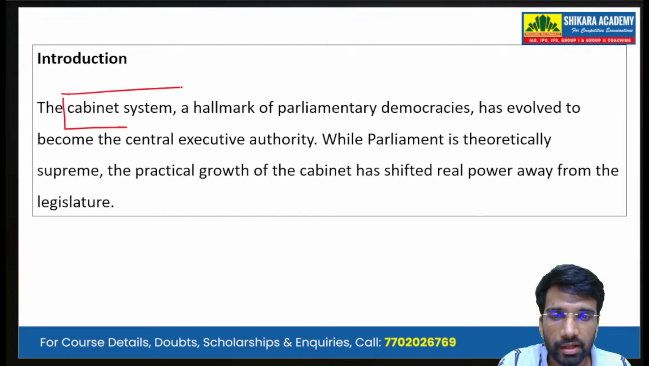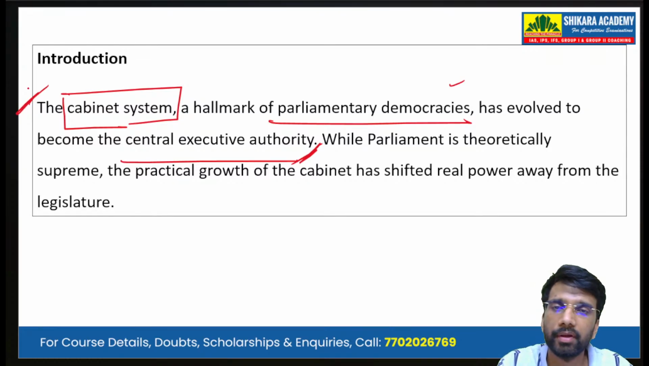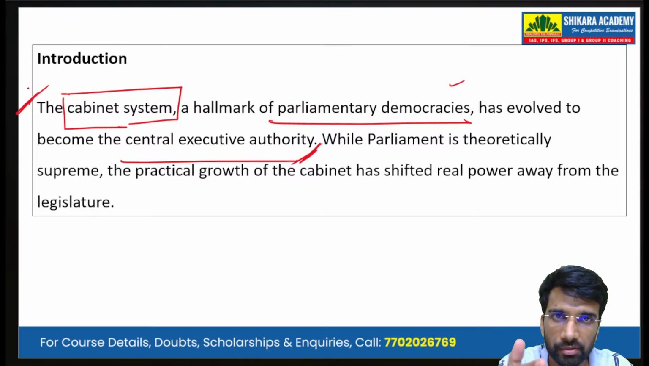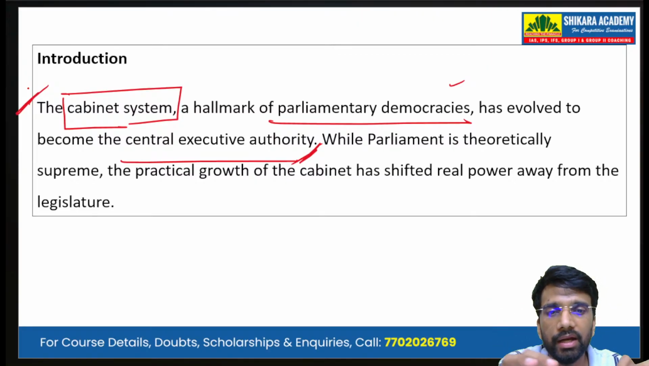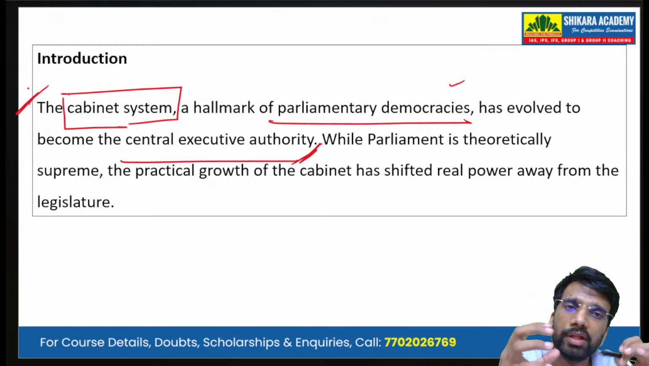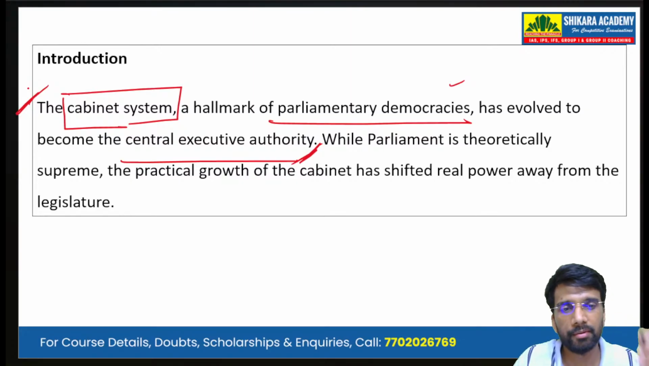We shall write in the introduction that the cabinet system is a hallmark of parliamentary democracies, unlike the presidential democracy, and it has evolved to become the central executive authority in the state.